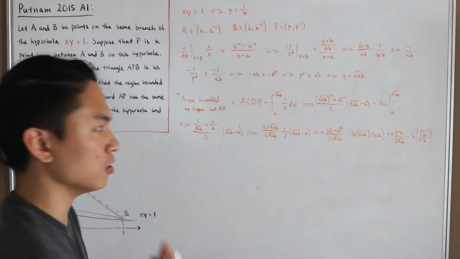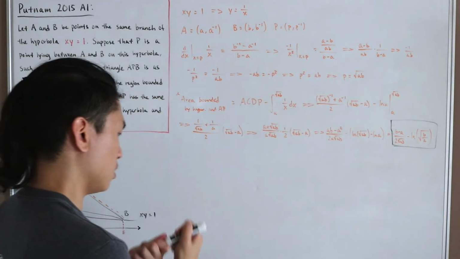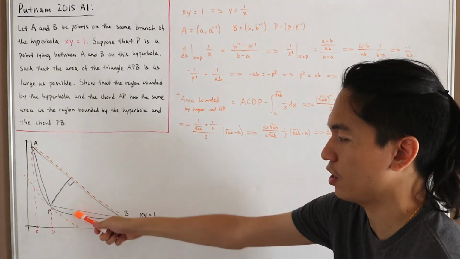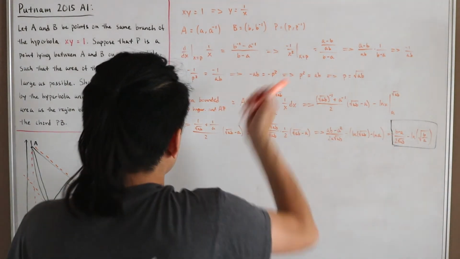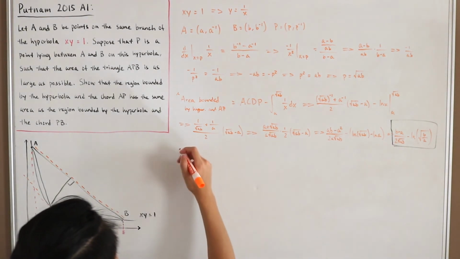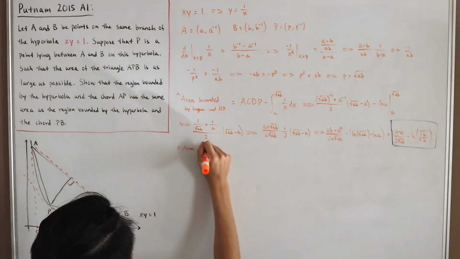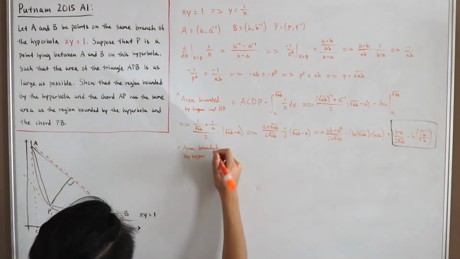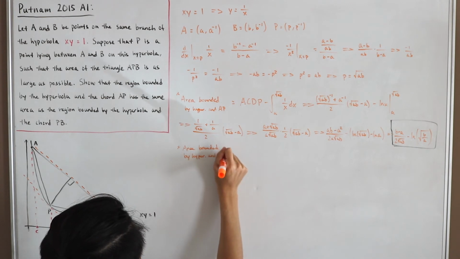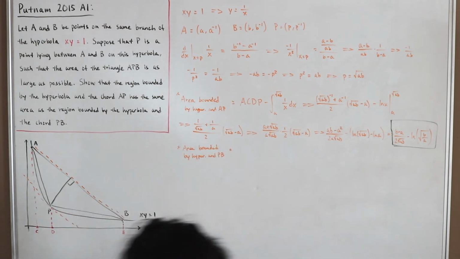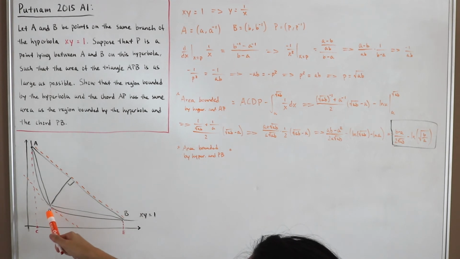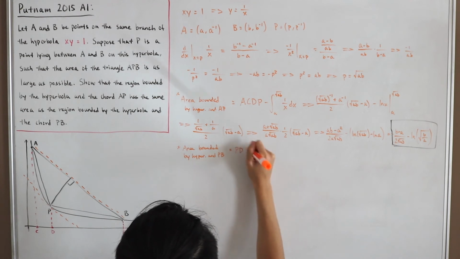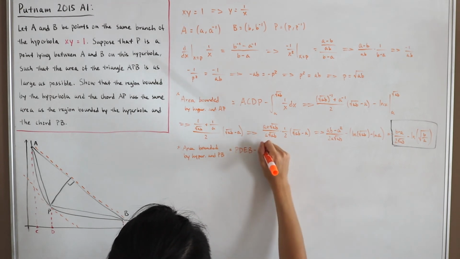So now we have to find the other area. So now the last thing we need to show is to find this area. Of course we're going to use the same strategy just like before. So now we have to calculate the area bounded by the hyperbola and PB. That means I have to calculate the trapezoid over here, so this will be PDEB, and I subtract that with our integral.